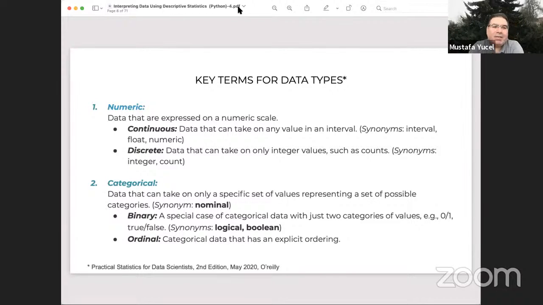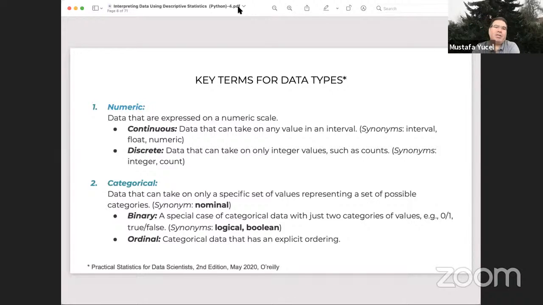Categorical data can take only a specific set of values representing a set of possible categories. These are also called nominal values in statistics, but in data science they mostly say categorical data. These can also be expressed as binary data. As you know, binary data has only two values, true, false, 1, 0, and these are mostly logical or Boolean expressions.